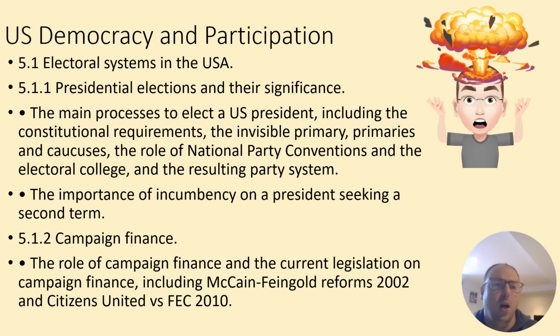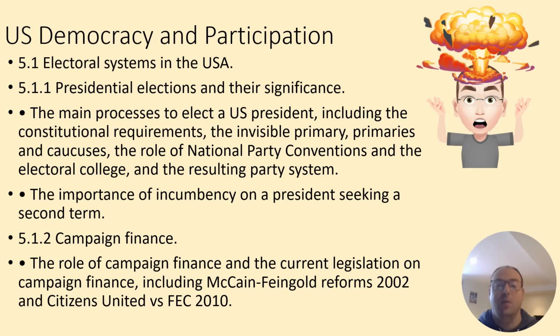So to go through 5.1, we've got electoral systems, so the presidential elections and their significance, the main process to elect a US president, including constitutional requirements. Being in prison, or not being convicted, is not one of them. It's all to do with age and residency and birth and all that kind of stuff.